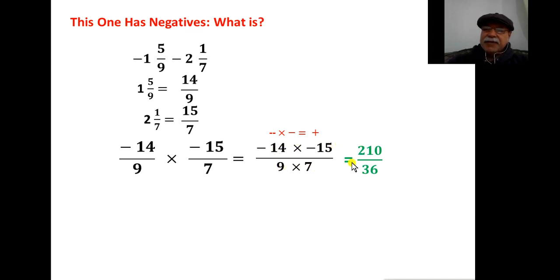9 times 7 is 63. 9 times 7 is 63. That's why I simplify, or divide, this. I get 30/9. I can simplify this also. I can simplify over this. That's why it becomes a simple question. Here I stop, and this is the presentation.